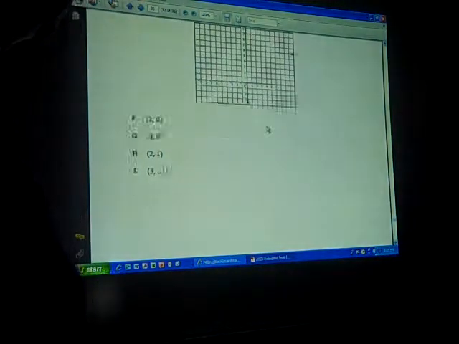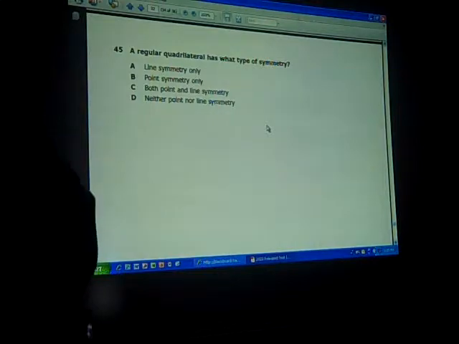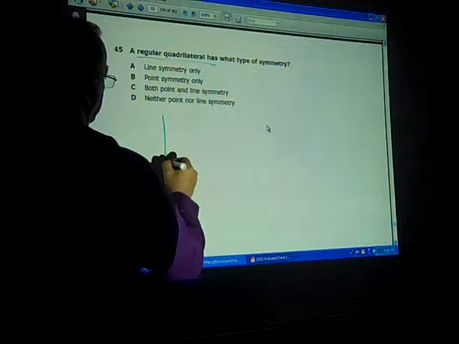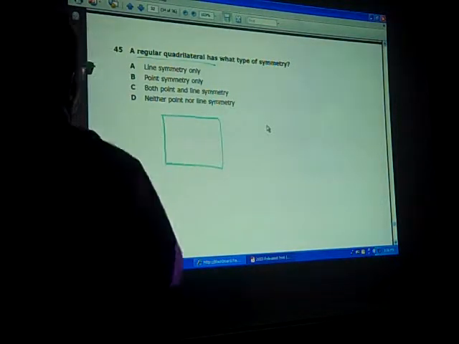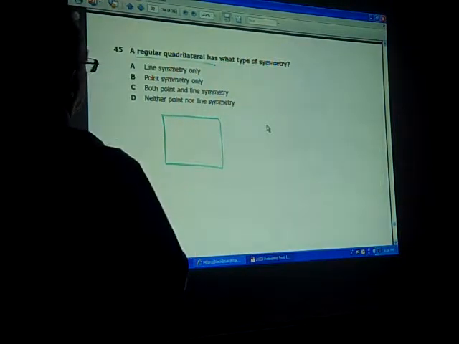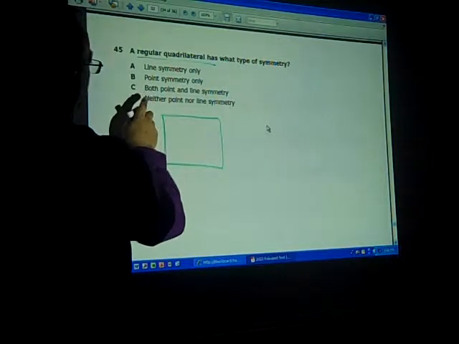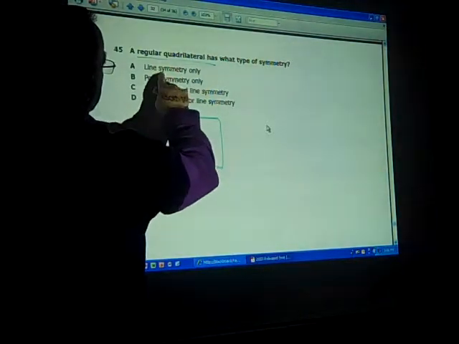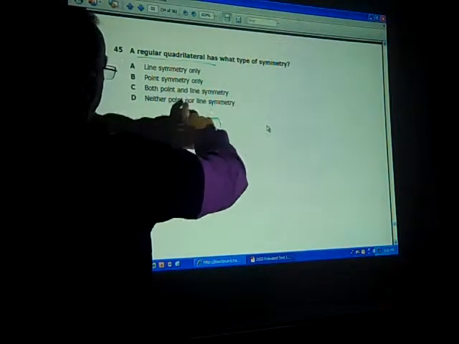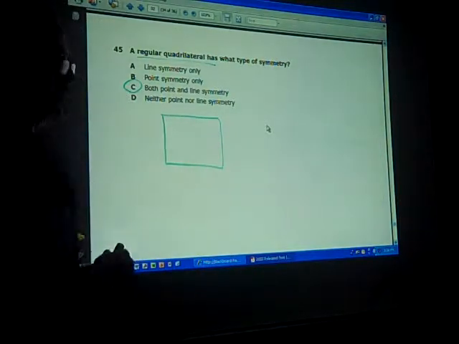45. A regular quadrilateral has what type of symmetry? Regular quadrilateral. I think we all know that as a square, because all the sides and angles are equal in a quadrilateral. So does it have line symmetry only, or point symmetry only, or both, or neither? Well, we know that line symmetry means a fold line, so we've got that. Point symmetry rotates 180 degrees and matches itself, so it's got both. 45 is C.